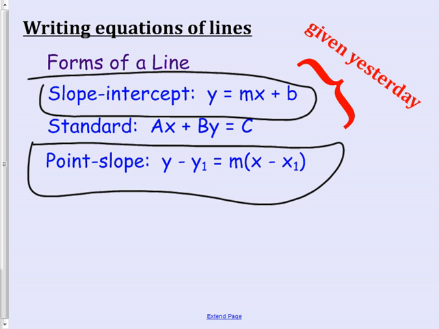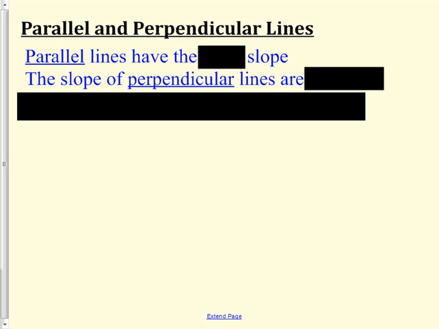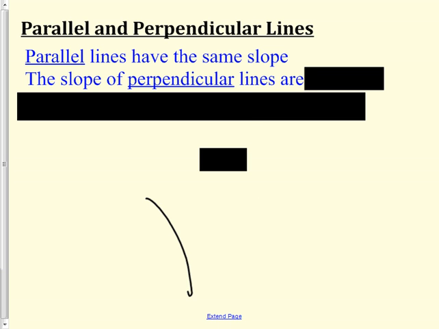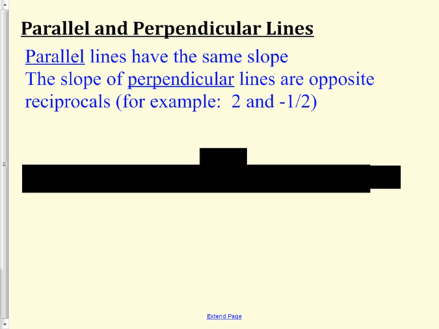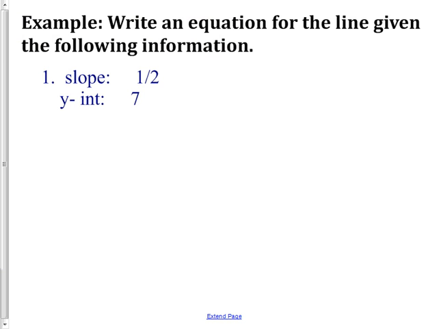And just to make sure you understand how to use that, we'll do a couple here. Do you know that parallel lines have the same slope? You know that? Okay, good. The same slope. And the slope of perpendicular lines, do you know about them? Opposite reciprocals, yes. For example, if it was 2, then the other slope would be -1/2. All right. That's important to know.